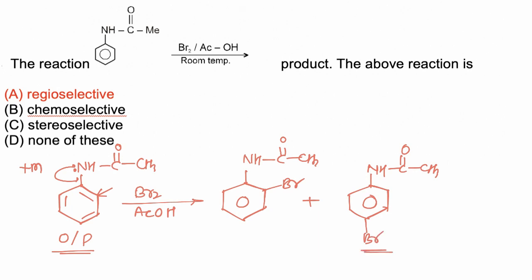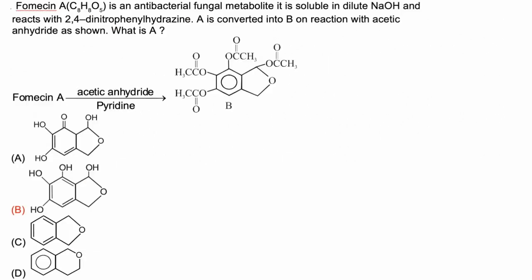And this is an example of regioselectivity, because in regioselectivity two structural isomers are formed, out of which one is formed in a small quantity, which is the minor product, and the other which is present in excess is the major product. So this is an example of regioselectivity, and the correct answer is A.